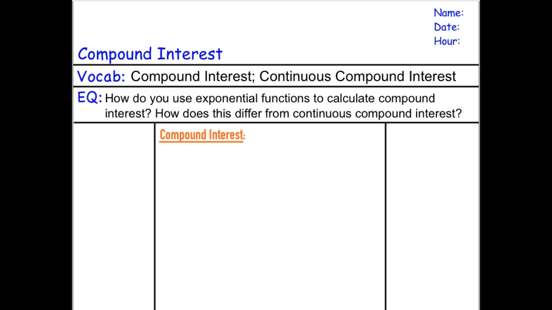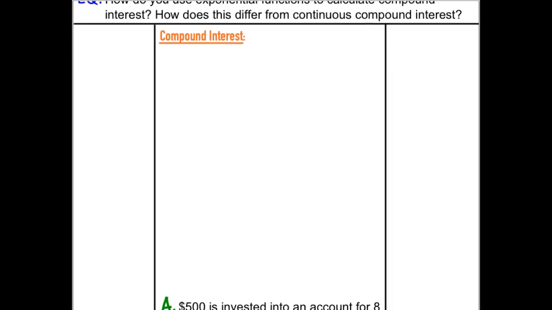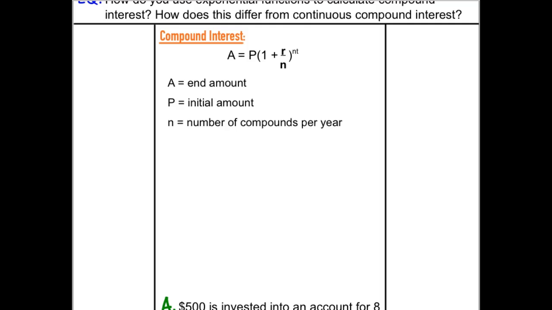So, compound interest. We have this lovely formula that looks like this. A equals P times 1 plus R over N to the NT power. And what all that means is A is going to be your ending amount. P is your initial amount or your starting amount, the amount you invest. N is the number of compounds per year. That sounds really funny, but it's all based on a year.